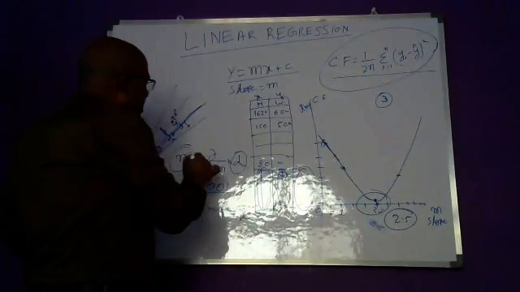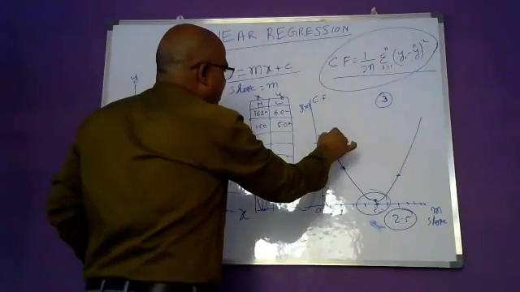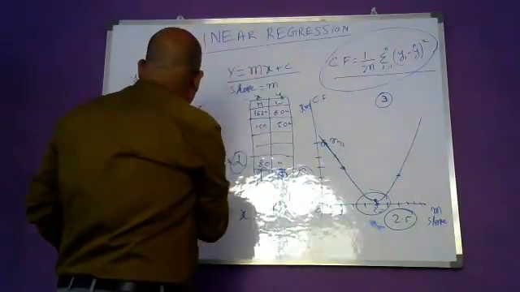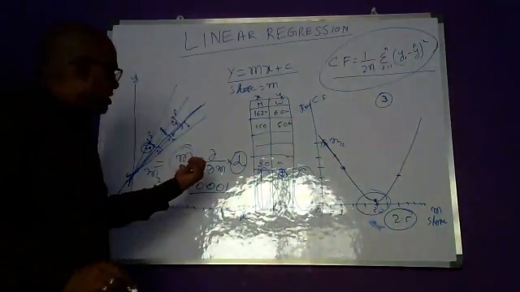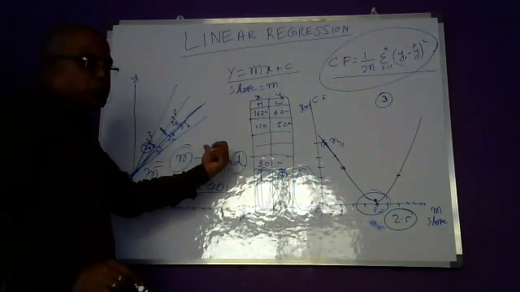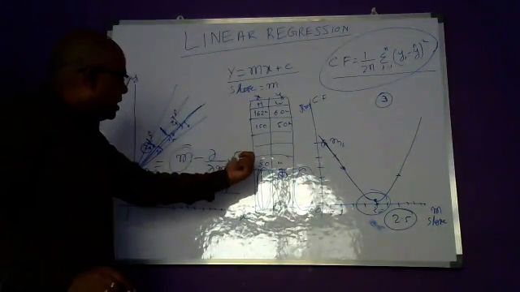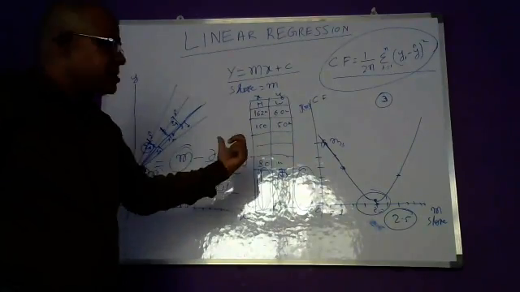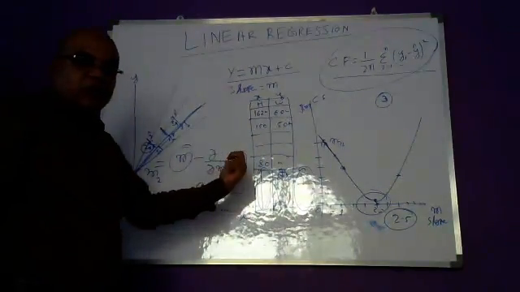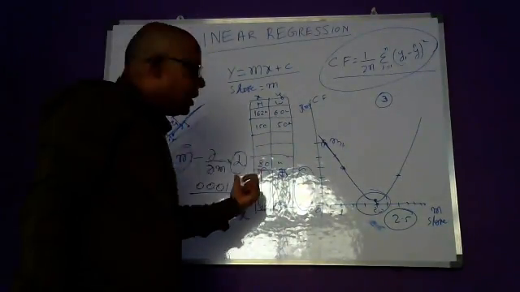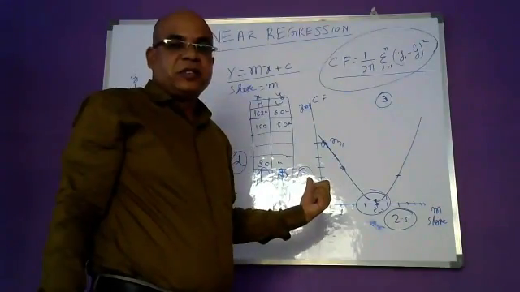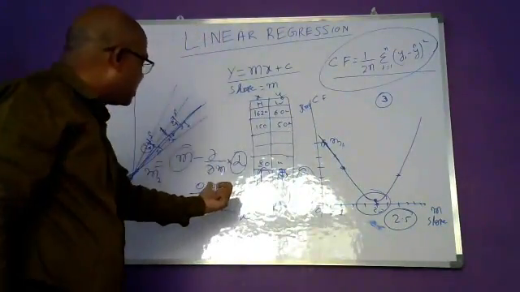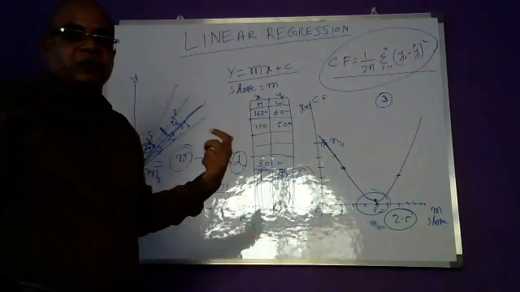Suppose this is taken as m1, and this is m2. M2 is nothing but m1 minus ∂/∂m1 into the learning rate. This learning rate is 0.001, I am saying. Why do we have to take this 0.001? Why do we not take 0.1? You may have this question.